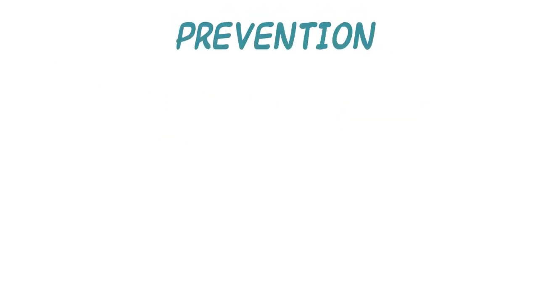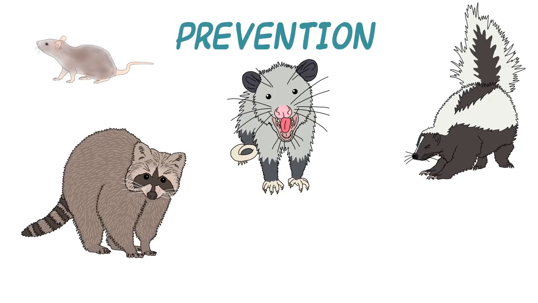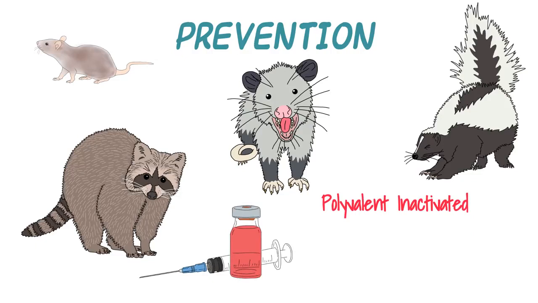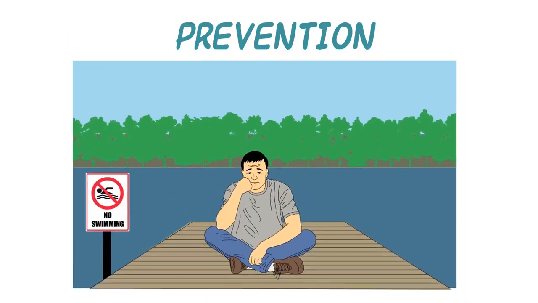For domestic animals, avoidance is not a practical preventative, as rodents, raccoons, opossums, skunks, and other maintenance hosts are frequently found in most environments. Vaccination with polyvalent inactivated vaccines is the ideal preventative. Vaccines exist for dogs, cats, cattle, and horses. For humans, avoidance of likely contaminated water sources is the ideal goal.